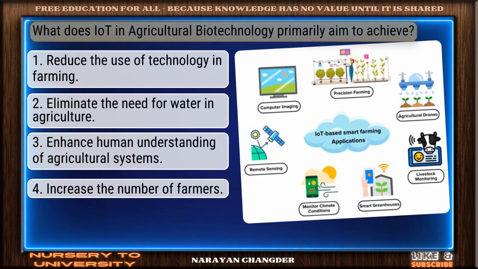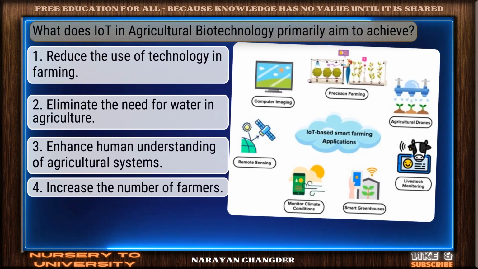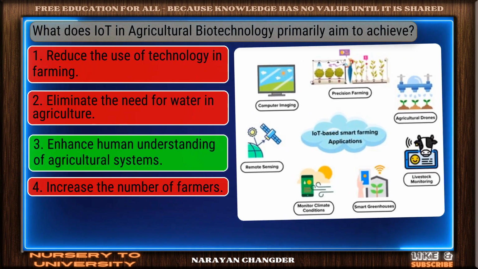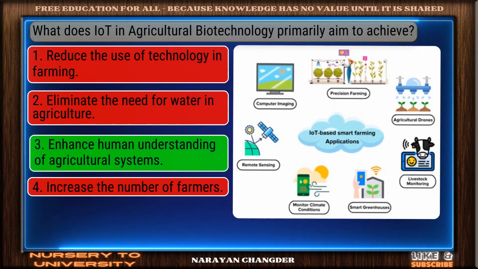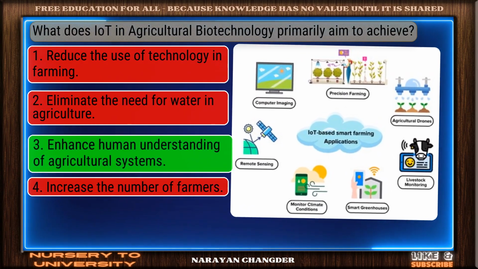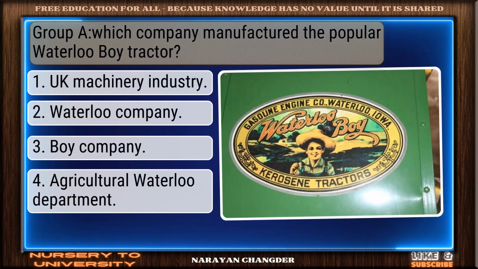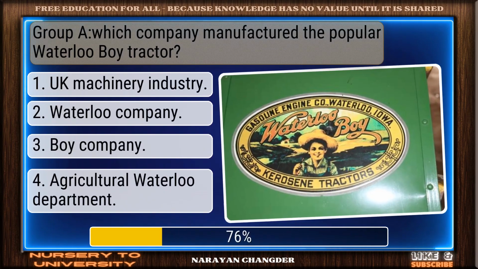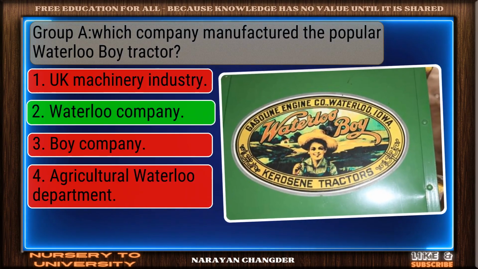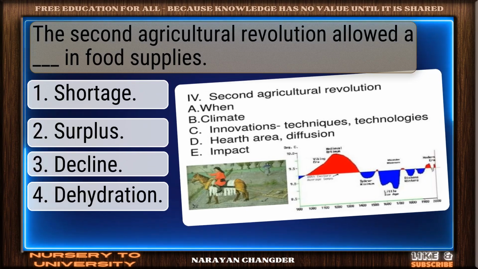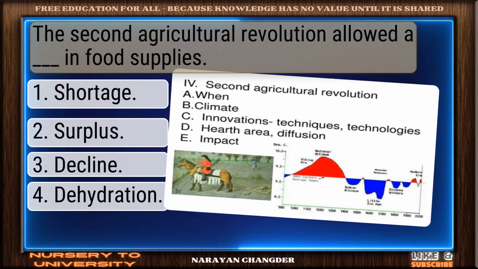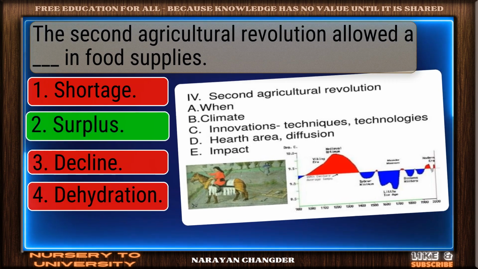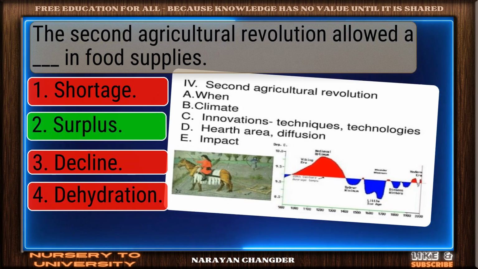What does IT in agricultural biotechnology primarily aim to achieve? Well picked. Enhance human understanding of agricultural systems is the correct answer. Group D. Which company manufactured the popular Waterloo Boy tractor? Solid response. Waterloo Company is a valid choice. The Second Agricultural Revolution allowed a dash in food supplies. Excellent choice. Surplus is the right answer.